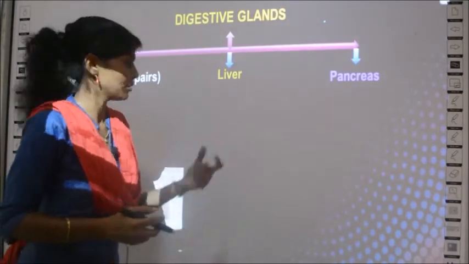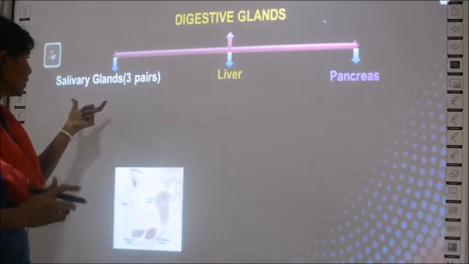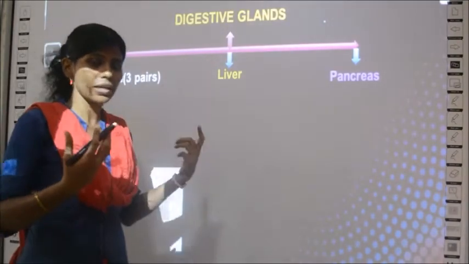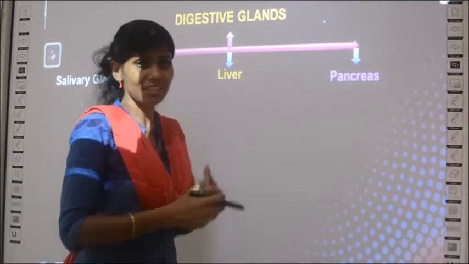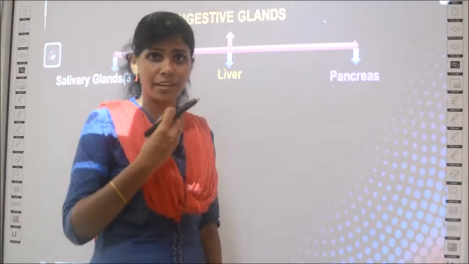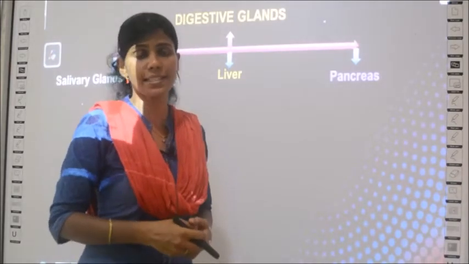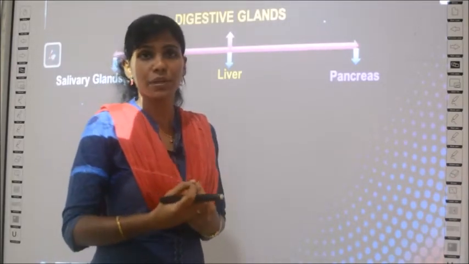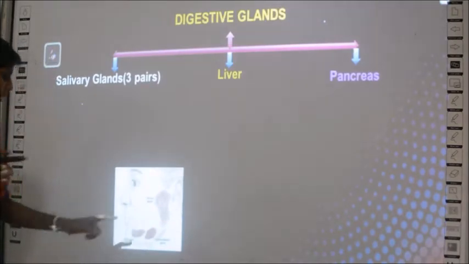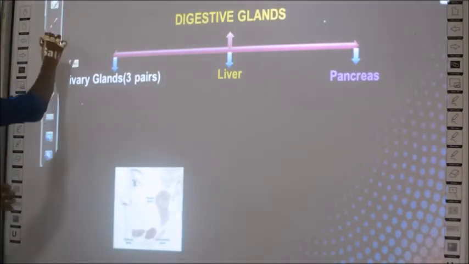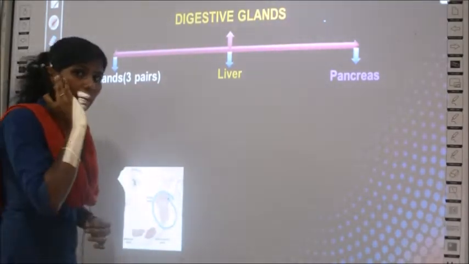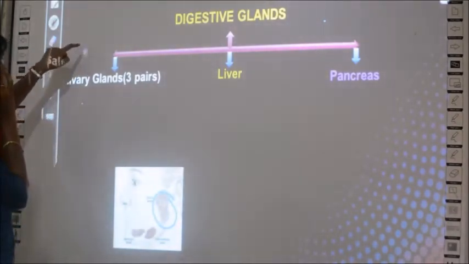I have told you there are three pairs of salivary glands. So where are those three pairs? You know now what saliva is. Salivary glands secrete saliva, right? The liquid in your mouth is the saliva. There is a secretion in your mouth, no? That is the saliva. That saliva comes from three regions. Where are those three regions? One is nearby your ears. Can you see here? One is here, beneath your ears. So where are the three salivary glands?